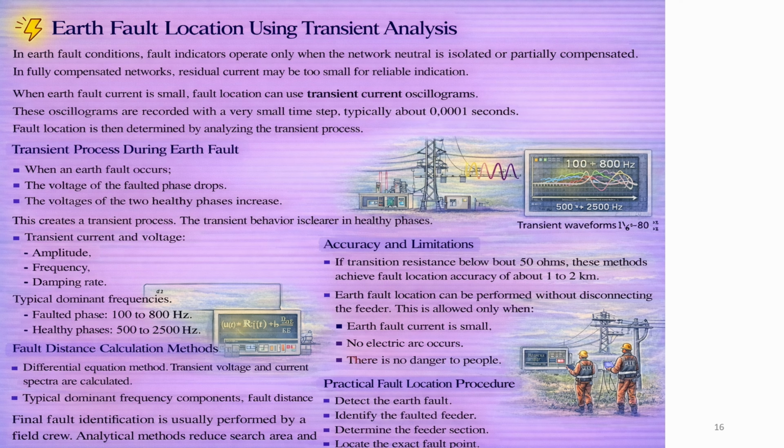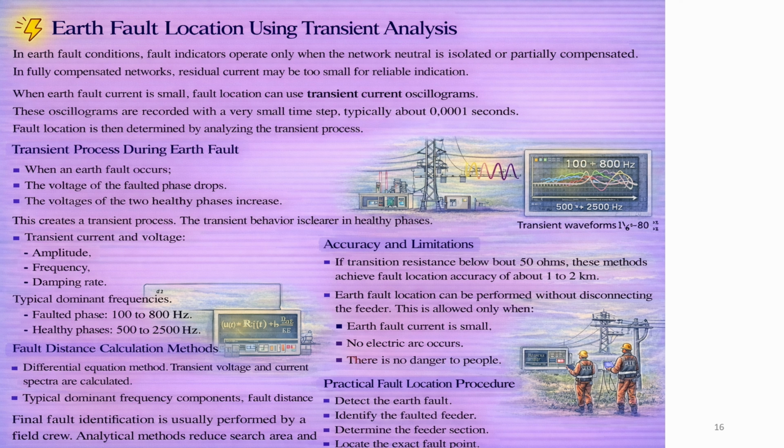Fault location is then determined by analyzing the transient process. Transient process during air fault. When the air fault occurs, the voltage of the fault phase drops, and the voltage of the two healthy phases increases. This creates a transient process. The transient behavior is clearly visible in the healthy phases. Transient current and voltage amplitude, frequency, and damping rate depend on the network parameters.